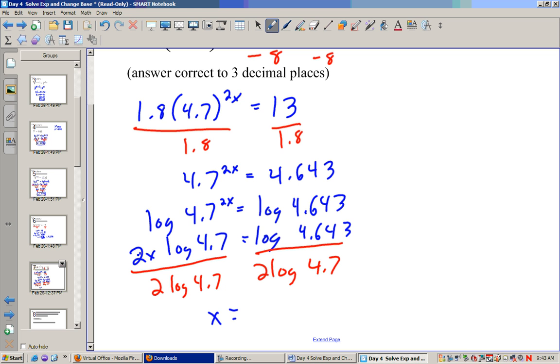I got 3.454. And that is my value for x.